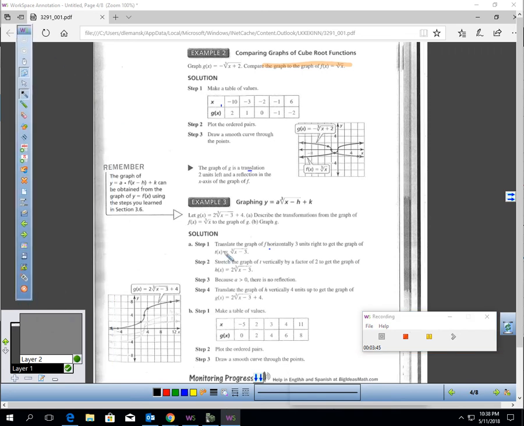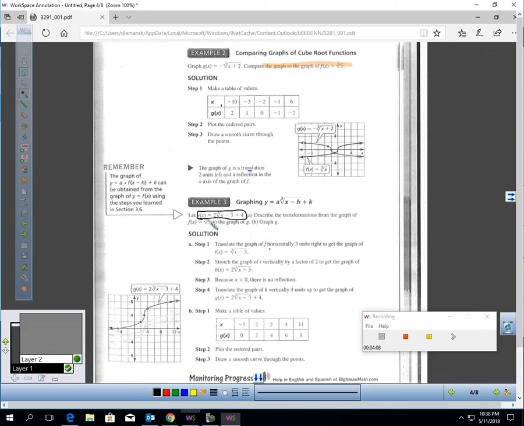Ultimately, the book would like you to be able to take the parent function and do the transformations without your calculator. I think I'm going to let you use your calculator on quizzes and tests for this, but if you're looking at straight A, you probably should be able to transform these without your calculator.